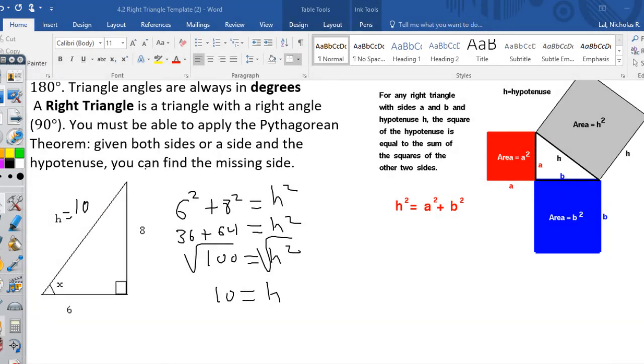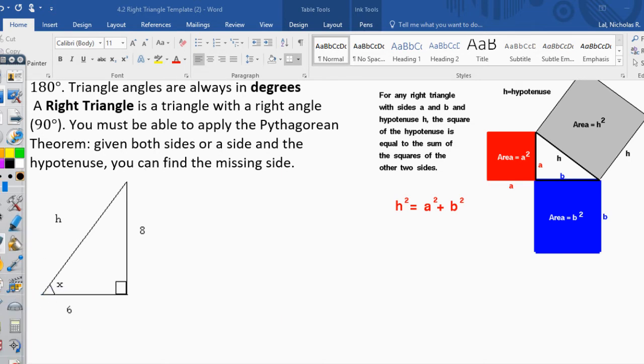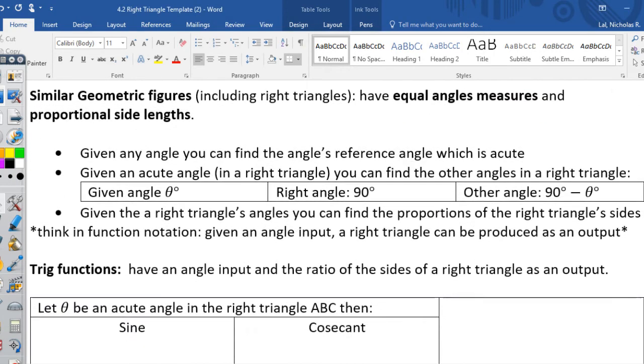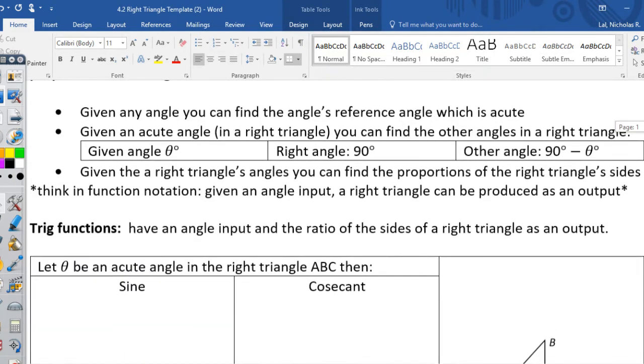All right. Any other comments or things people want to add before we're done with the Pythagorean theorem? All right.